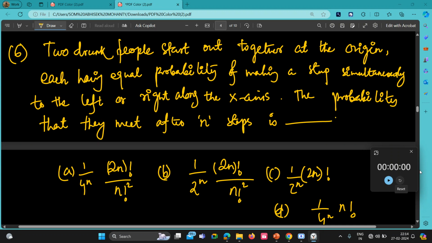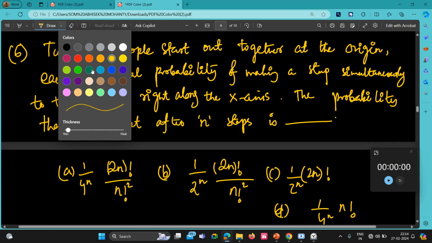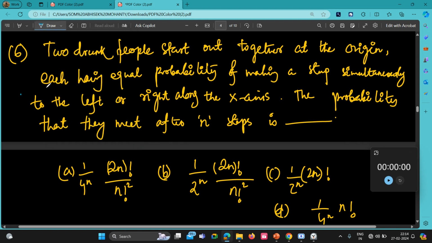See, this question can also be from statistical mechanics, a random walk problem in the background. But here it is asked in the probability section of mathematical physics. Two drunk people start out together at the origin. So we don't know where they will go because they are drunk. Their motion is random. They can go in any direction.